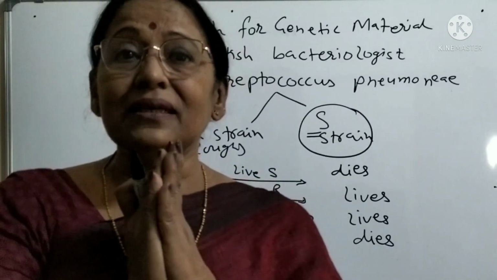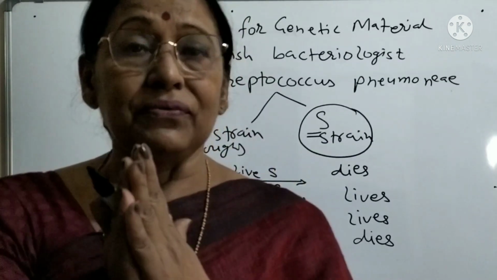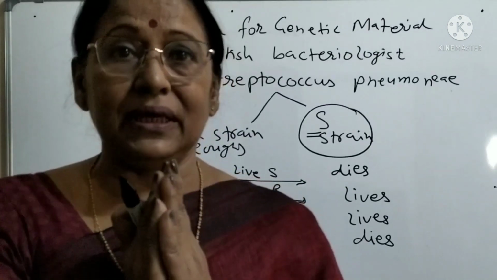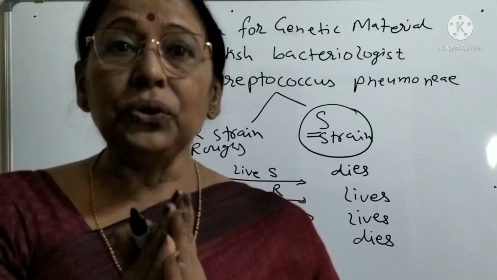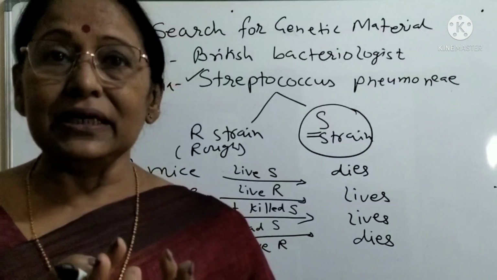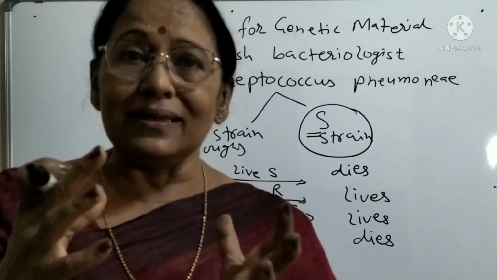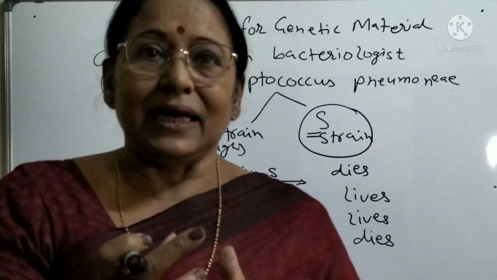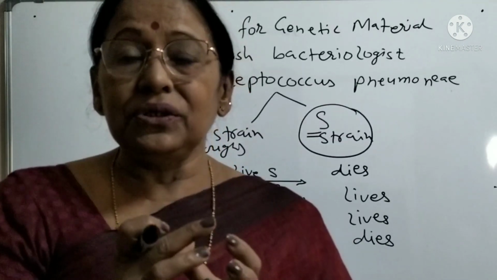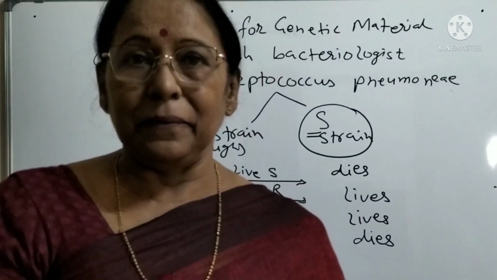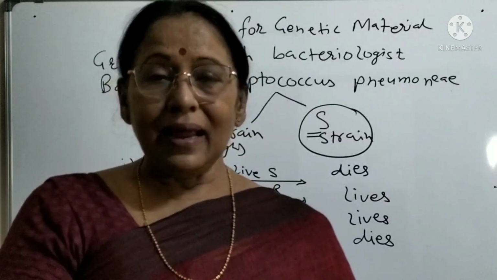That molecule which carried the information that S1 was having, R1 was not having. Now R1 has received that information and has become virulent. But Griffith could not find out which molecule is responsible for this. But his experiment paved the way for other scientists, who started working on what that molecule was which had that information and could change the R strain into S strain. So we will come to the next experiment by Avery, MacCarty and McLeod.